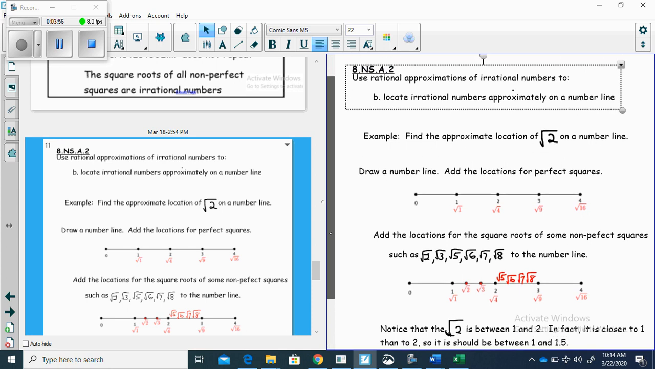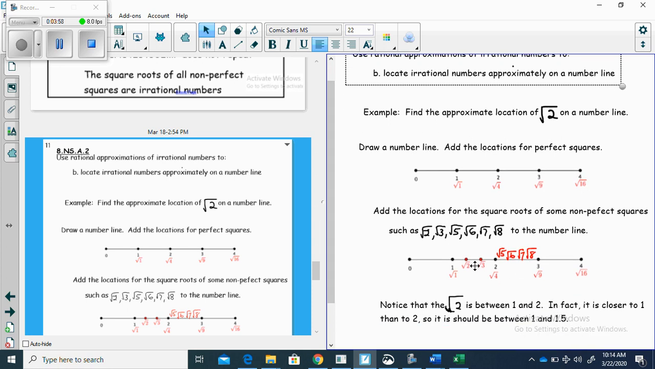Notice that the square root of 2 is between 1 and 2, and we're looking for the square root of 2. That's what we're looking for. It's between 1 and 2. But do you see how it's got both the square root of 2 and the square root of 3 in here?